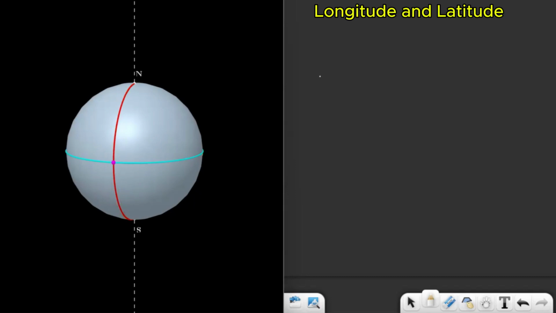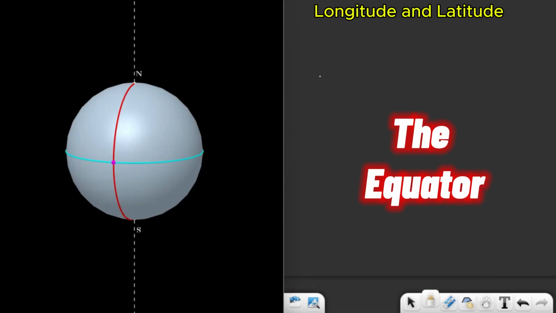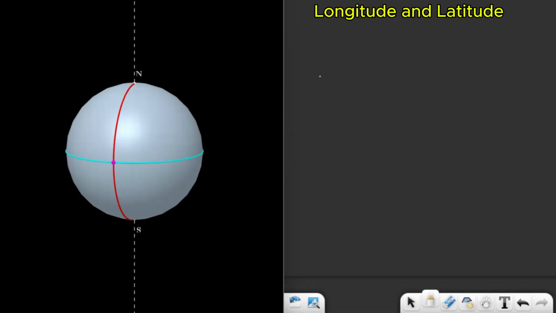Now let's look at the parallels of latitude. They are small circles. The biggest of these latitudes, which has the same circumference as the longitude, is the equator. The equator is the light green line that we can see there, the circle which represents the biggest latitude. In fact, it's the biggest because its diameter is the same as the diameter of the Earth.